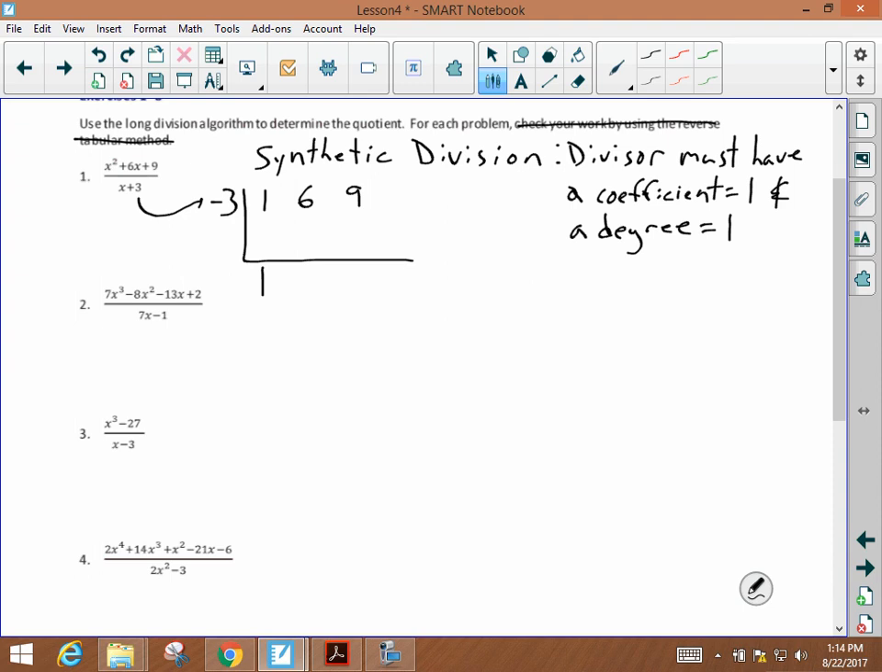Now I'm going to multiply negative 3 times 1, and I'm going to place that directly under the 6. So I'll put a negative 3 directly under my 6. Now I'm going to add those straight down. 6 plus negative 3 is 3. Now I'll repeat the process. I'll multiply my negative 3, I'm talking about this negative 3 that I'm multiplying, times 3, and that's giving me negative 9. And then I add my 9 and negative 9, and I get 0. This 0 is my remainder.